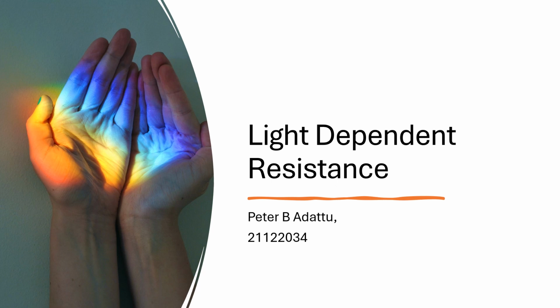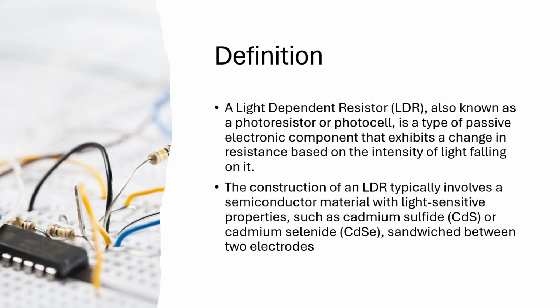I am here to explain the working of a light dependent resistor. Definition: a light dependent resistor, also known as a photoresistor or a photocell, is a type of passive electronic component that exhibits a change in resistance based on the intensity of light falling on it.